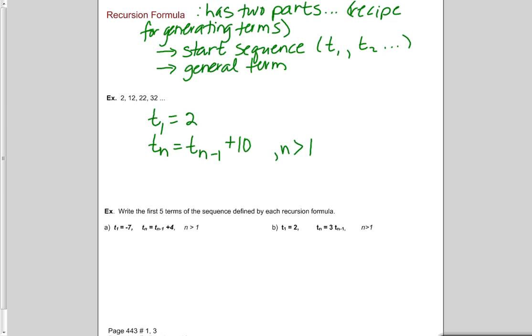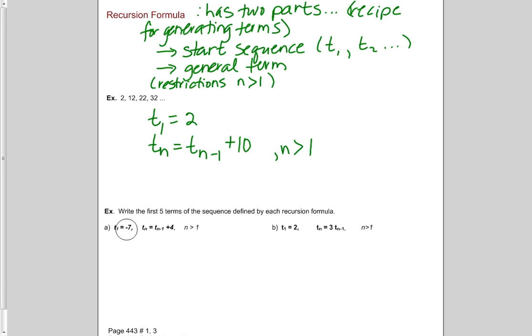We should always consider as well that we would have restrictions. Sequences have a starting point, so you often have n greater than 1. Okay, the next example at the bottom says write the first 5 terms of the sequence defined by the recursion formula. This is an easier process. Term 1 is minus 7. The second term is Tn equals, look at the term before and add 4.